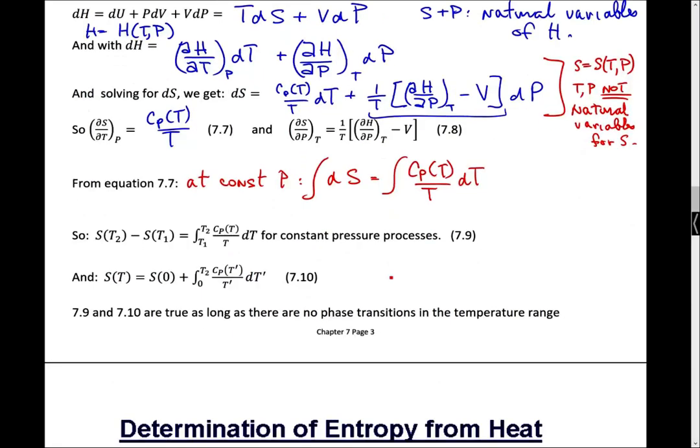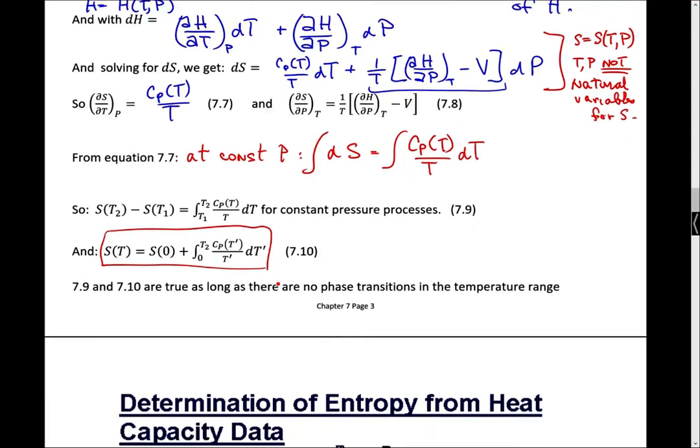If we're doing an experiment and we start at 0 Kelvin, we're going to be integrating from 0 up to whatever temperature we're interested in. And what I need to do is just add to that what my entropy is at 0 Kelvin. If I have a perfect crystal, we expect it's going to be 0. Just as we saw previously, this is true as long as there is no phase transition from 0 to T2.